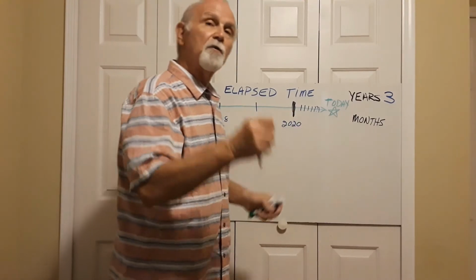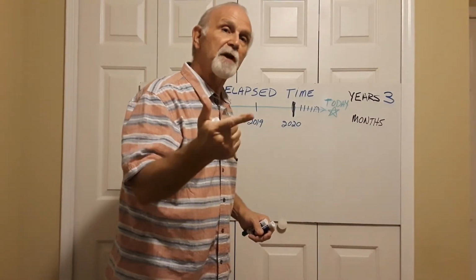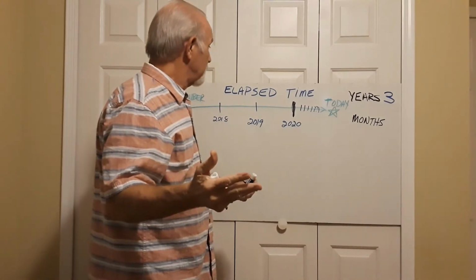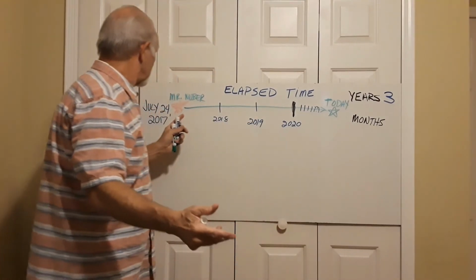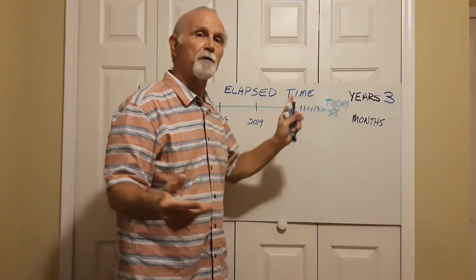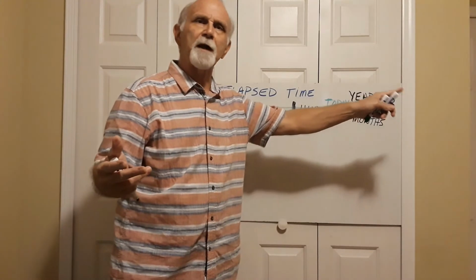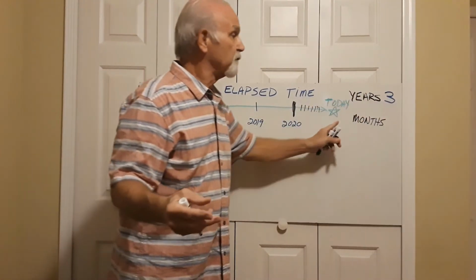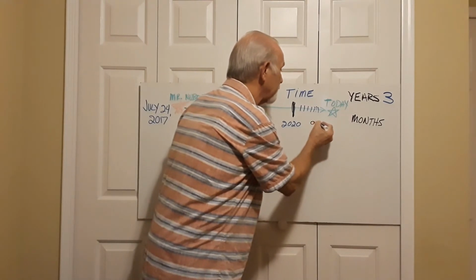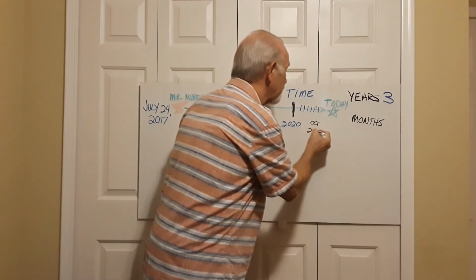So July, we have August, September, and October. If I go to November, I'm going to go past the 24th. November 24th is still a couple of weeks away, so I can't do that. So I have to stop at October of 2020.